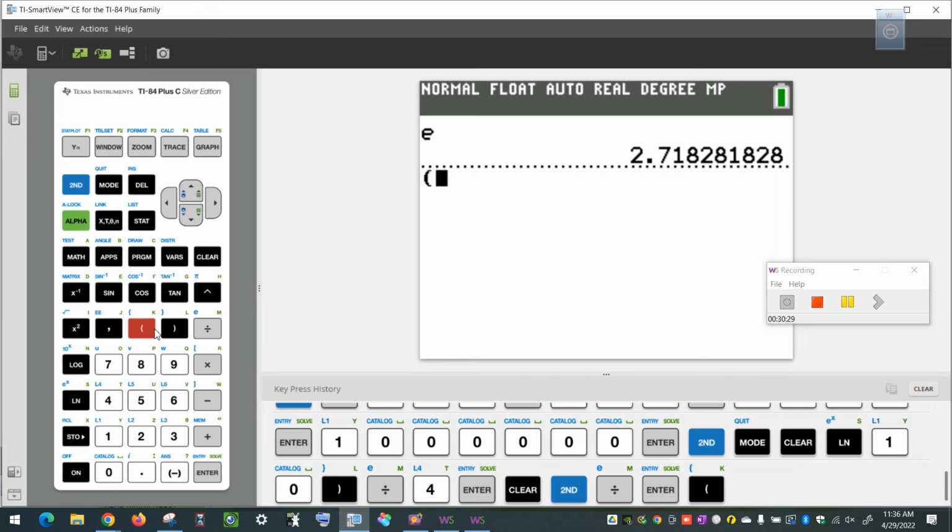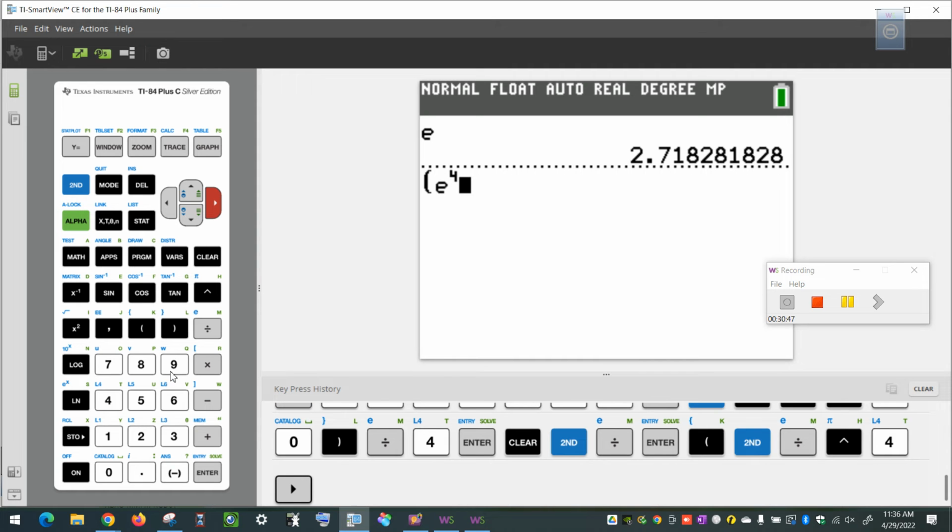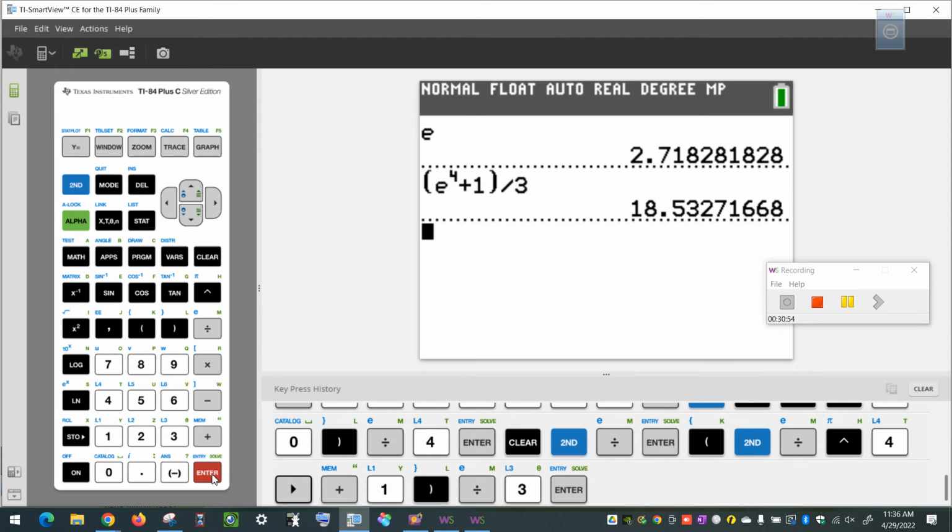All right, so let's do some parentheses to actually type in the result of our equation. So we're going to do parentheses around the numerator, e, and then I'm going to find my exponent key. So e raised up to the power of 4. Arrow over to the right to go ahead and add 1. And then close the parentheses and divide the whole thing by 3. Our final answer here should be about 18.53.